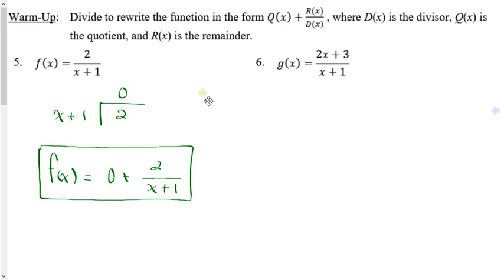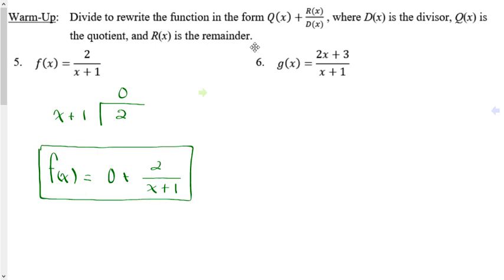I'm dividing x plus 1 into 2. How many times does it go in? 0. So I have 0 plus 2 over x plus 1. Well, a little bit silly. In other words, I can't divide this. I can't simplify it or reduce it any further. Okay, but it's in the form quotient of 0 plus my remainder of 2 over my divisor.